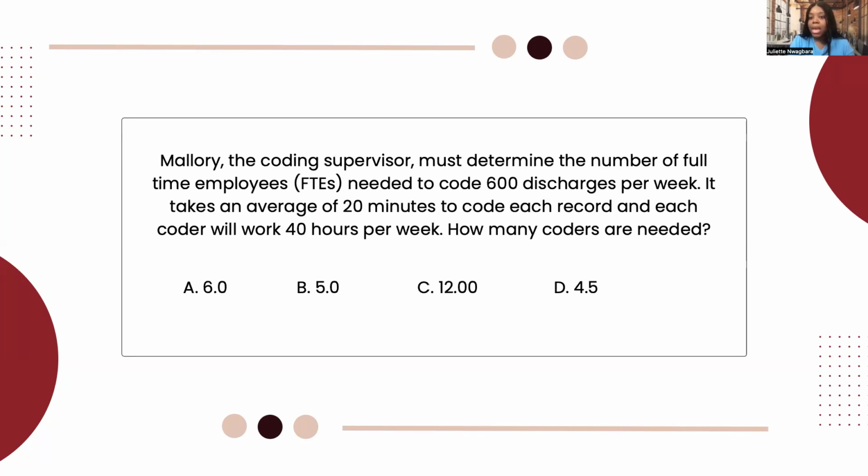All right. And this is my last one. I'm not going to go through this one because it's very lengthy and I'm over time here, but just know that you do have to be familiar with how to calculate how many full-time employees are needed for a particular responsibility. So imagine you're Mallory, you are the supervisor, and you need to figure out how many coders you need in order to handle coding 600 discharges per week. You know how long it takes to code for one record, and each coder works 40 hours a week. How many coders do you need?